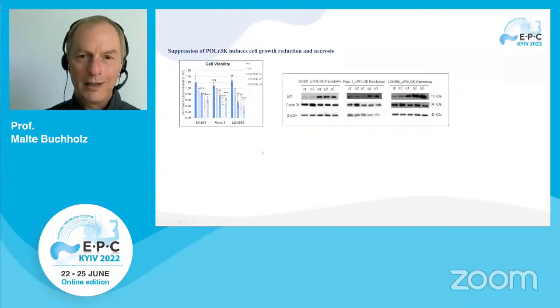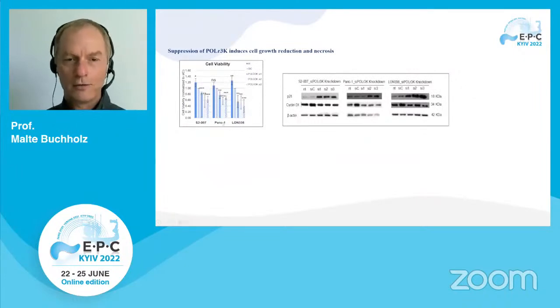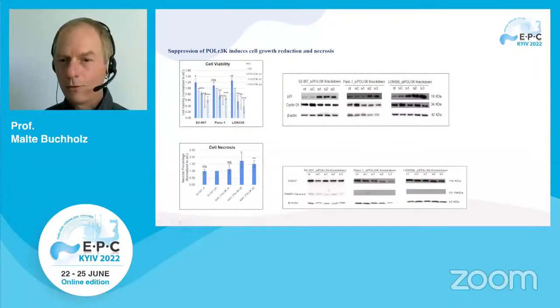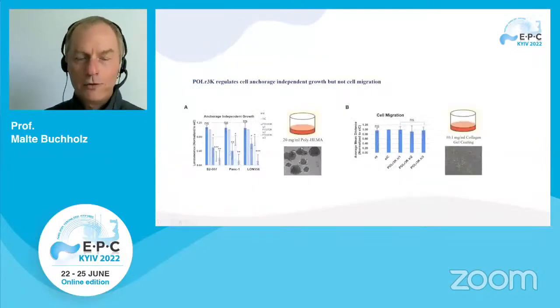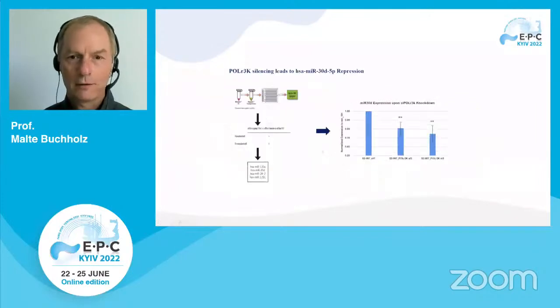We followed this up by siRNA experiments using 3 independent siRNAs and 3 pancreas cancer cell lines. We saw profoundly reduced cell viability upon knockdown, which went along with an upregulation of P21 and a downregulation of cyclin D1. We saw increased necrosis, but no signs of induction of apoptosis in these cells. The picture was even stronger under 3D cell culture conditions. Here, the viability was much more strongly reduced in the knockdown conditions, while cell migration, for example, was not affected.